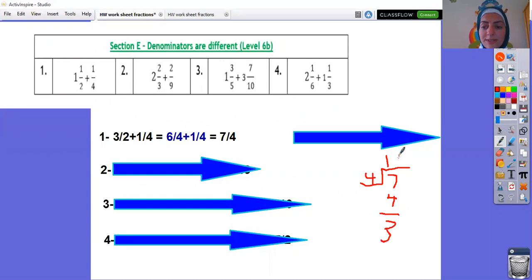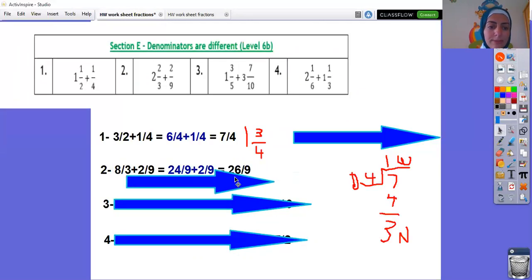So the rule is what? This is the whole number, and this is the numerator, and this is the denominator. Okay? So the answer is 1 whole, the numerator is 3, and the denominator is 4. So this is the answer. Either you tell me 7/4 or 1 and 3/4.